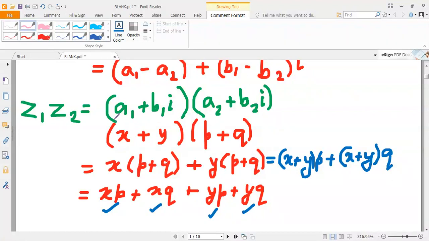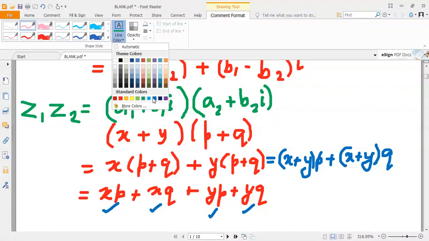Instead of looking at it as complex numbers, we can look at it as just a plain old algebraic expression as well. So now what I'll be doing is let's skip this step. So what we'll be doing is x times p, x times q, y times p, y times q. So we'll be doing a1.